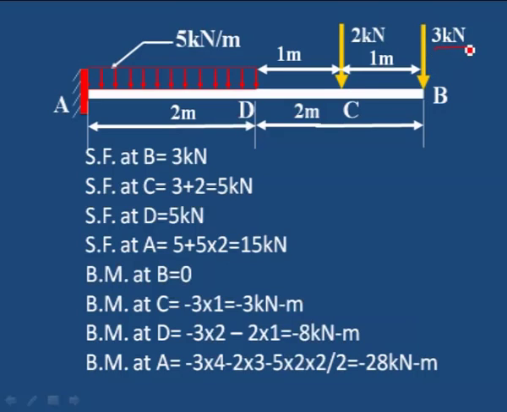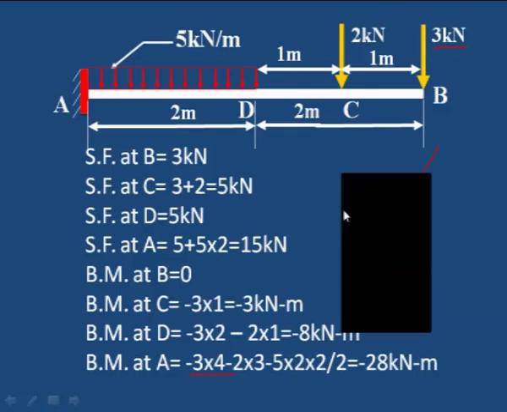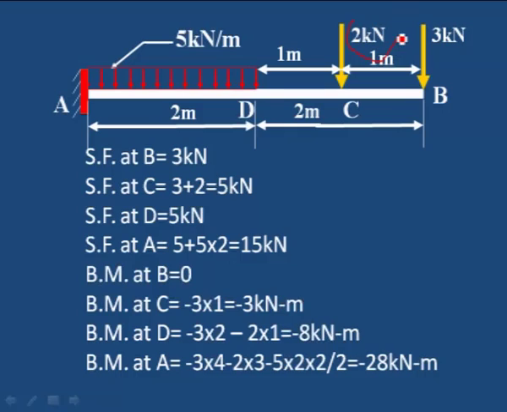First we will take the 3 kilonewton load and take its moment about A. Distance is 2 plus 2, that is 4, so 3 into 4. The first load is over. The second load is 2 kilonewton, acting at a distance of 2 plus 1, that is 3 meter. So 2 into 3, 2 kilonewton into the distance of 3 meter.